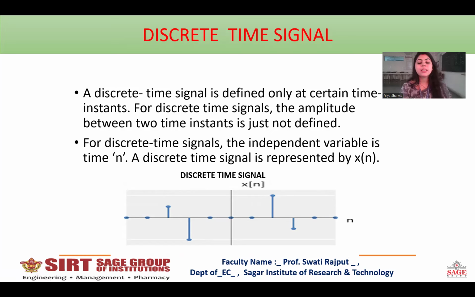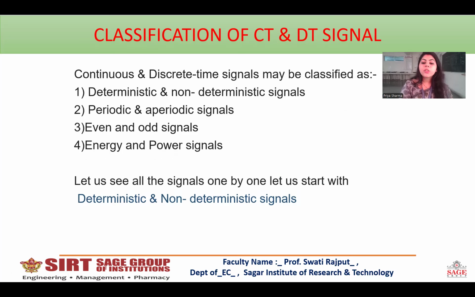Then what is a discrete time signal? A discrete time signal is defined only at certain time instants. Here we can see that it is not continuous. It is at different time instants. For a discrete time signal, the amplitude between two time instants is just not defined. For a discrete time signal, the independent variable is time n. A discrete time signal is represented by x of n as it is mentioned over here.